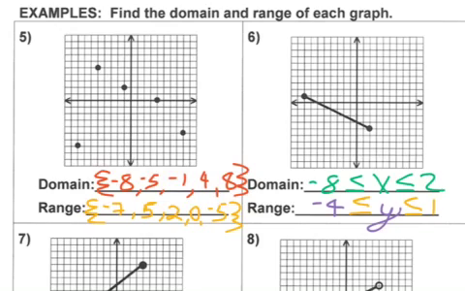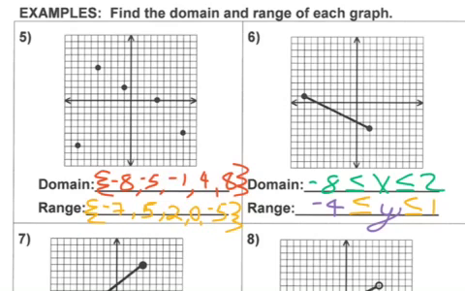Okay, so on number 5, we've got just a series of points plotted on the graph, on the coordinate plane, and I have just listed all of my x's and all of my y's. All my x's for the domain, all of my y's for the range.